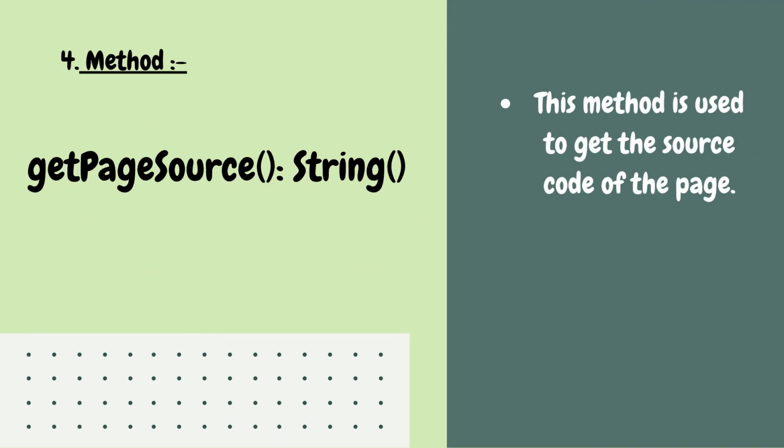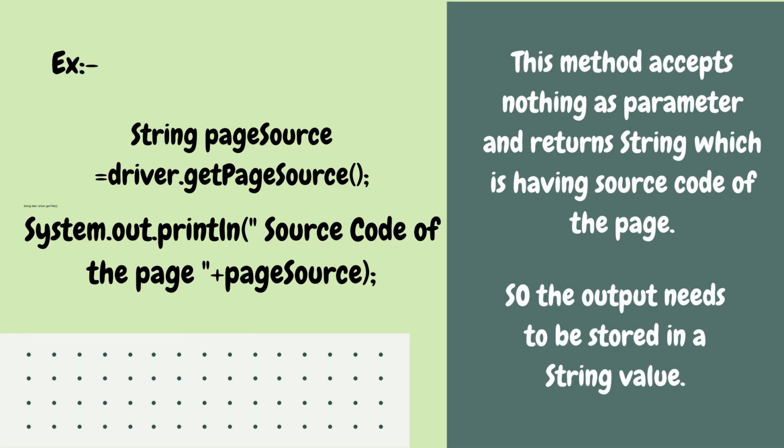Now comes the fourth method, that is getPageSource. This method is used to get the source code of the page. This method also accepts nothing as a parameter and returns string which is having the source code of the page. So the output needs to be stored in a string value.